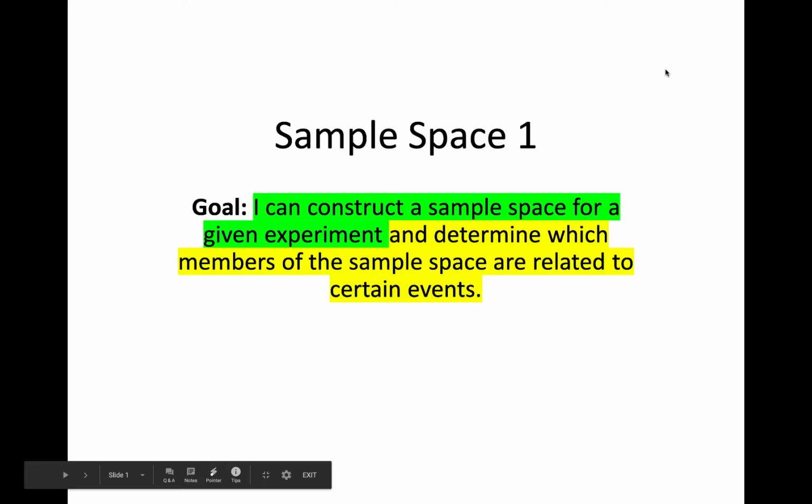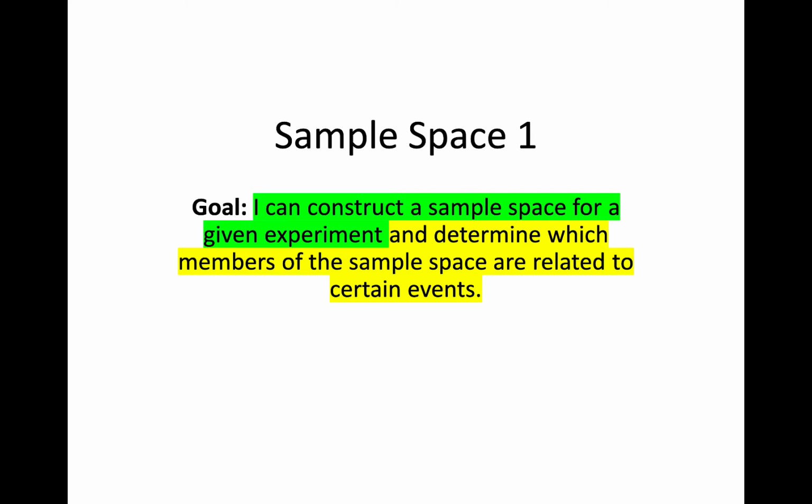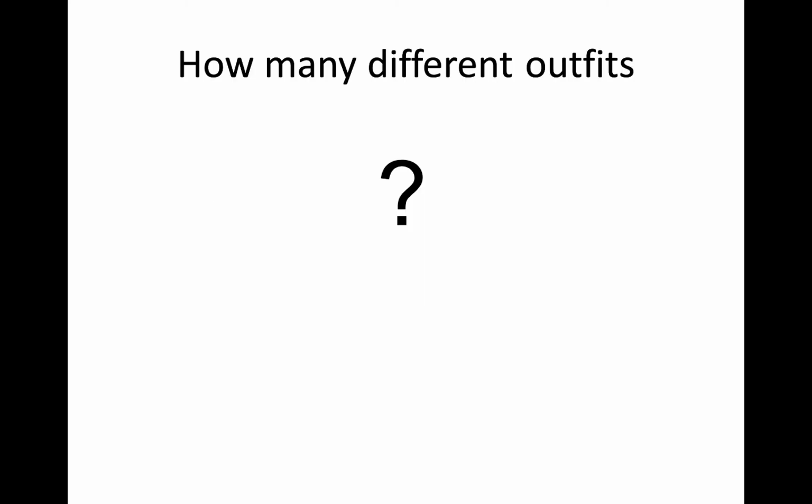Our goal today is: I can construct a sample space for a given experiment and determine which members of the sample space are related to certain events. How many different outfits can I make? Well, first of all, we have to recognize that we have 2 different choices here. We have a choice that refers to t-shirts and we have a choice that refers to pants.